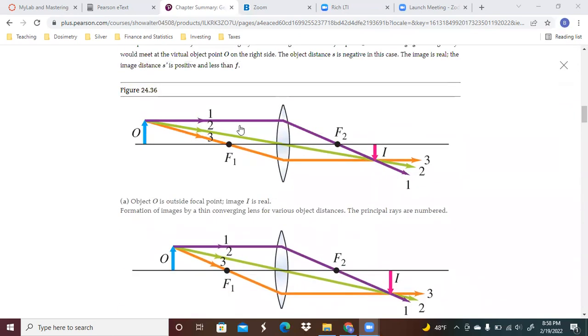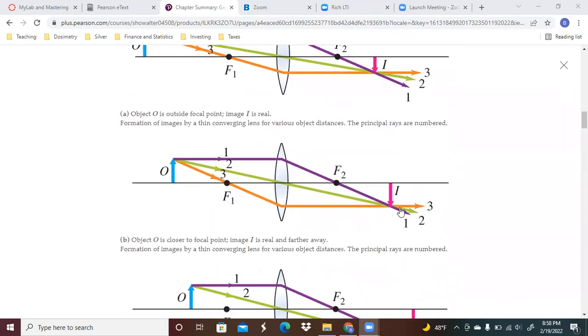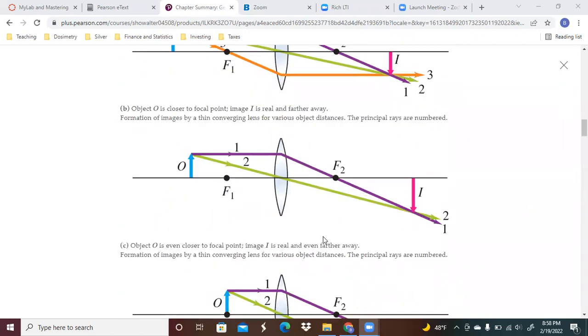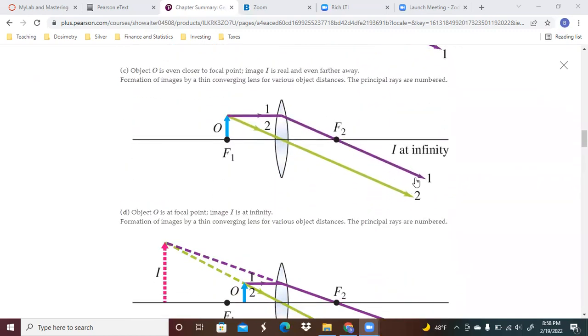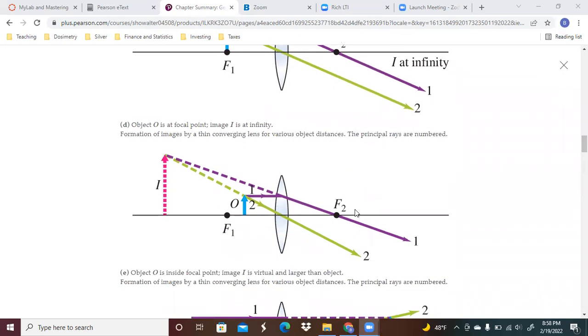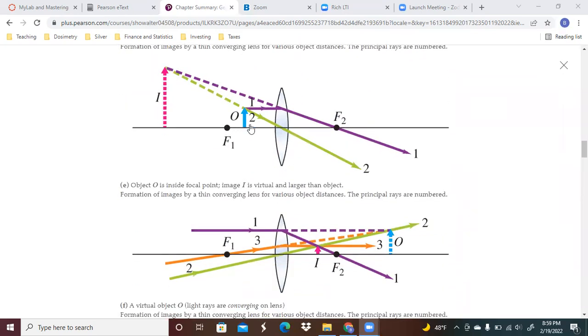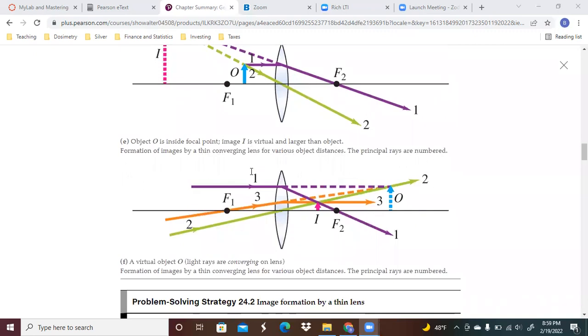And what are you noticing here? As this gets closer, this inverted image over here gets a little taller, gets a little taller, gets a little taller, until eventually it gets to the point where it's at infinity and you can't really see it. As you push this thing even further past the focal point, your image starts to appear over here. It becomes virtual and it actually becomes larger than the object that you had before.